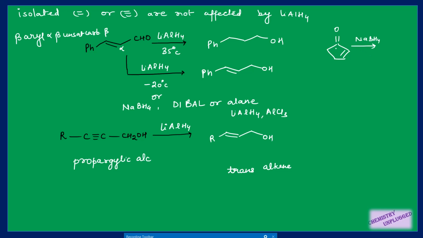So it can show 1,4 reduction, meaning the double bond will be reduced, as well as this ketone is also reduced to OH, right? And if I am using sodium borohydride with cerium chloride, then only this carbonyl group is reduced, and this double bond will remain unaffected.